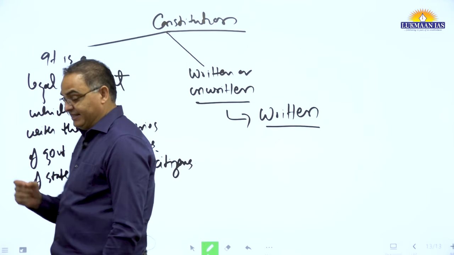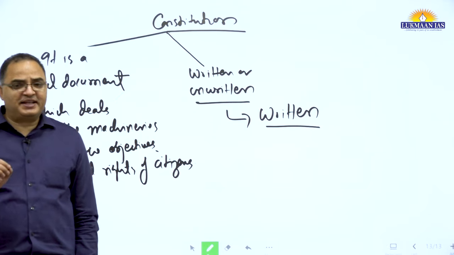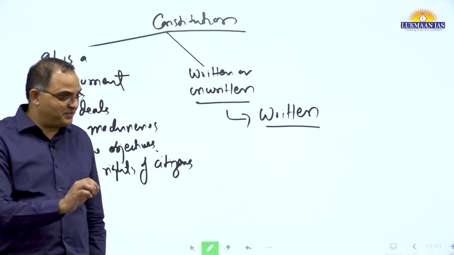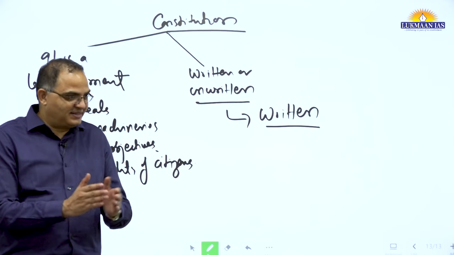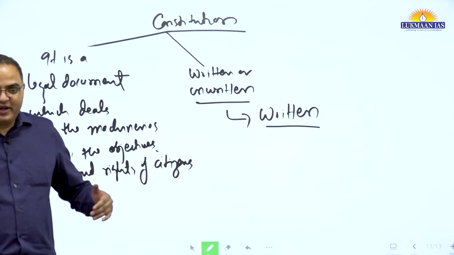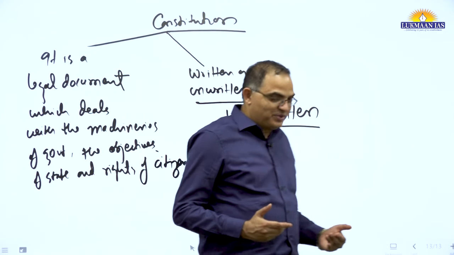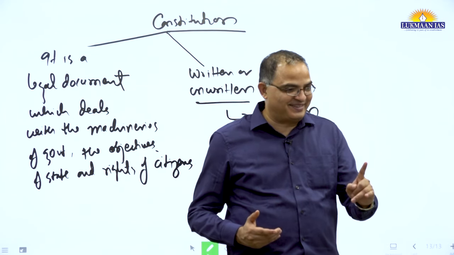Now when there is an unwritten constitution, it means there was no such deliberate attempt. When it is an unwritten constitution, there is no deliberate attempt, so there is no one legal document.